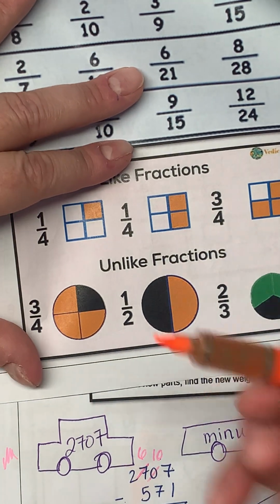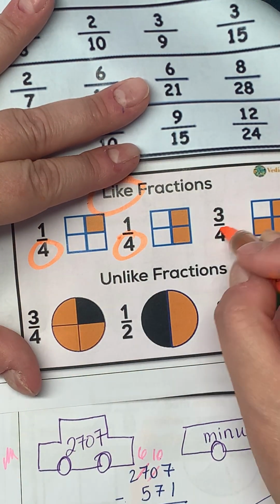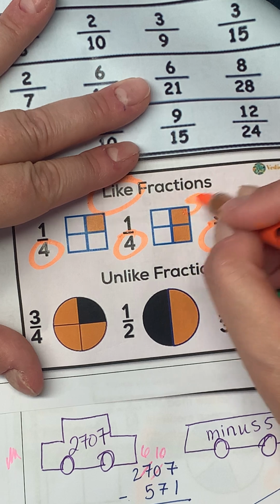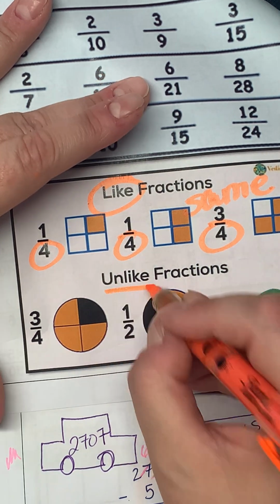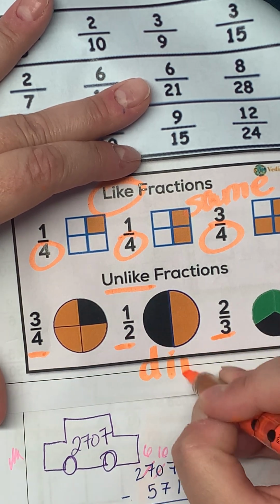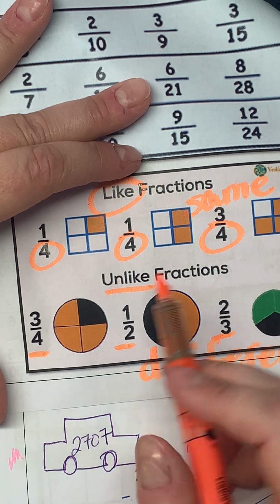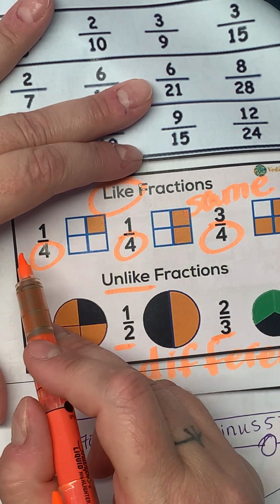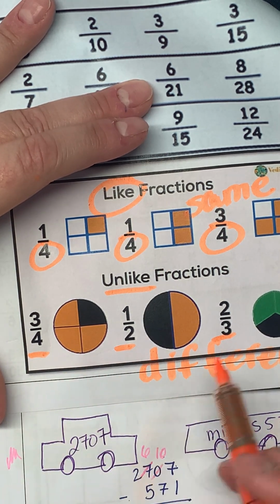So on the back, like fractions have the same denominator. Unlike fractions have different denominators. So if that's a homework problem, look at their bottoms. If the bottoms are the same, they're like. If they're different, they're unlike. Okay.